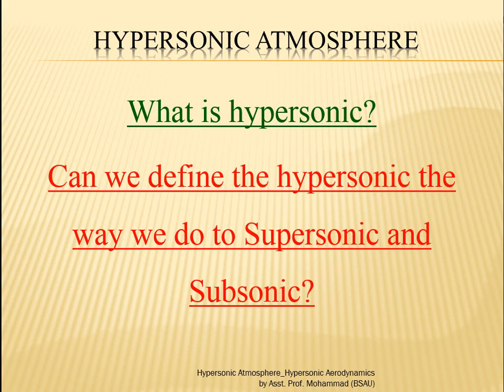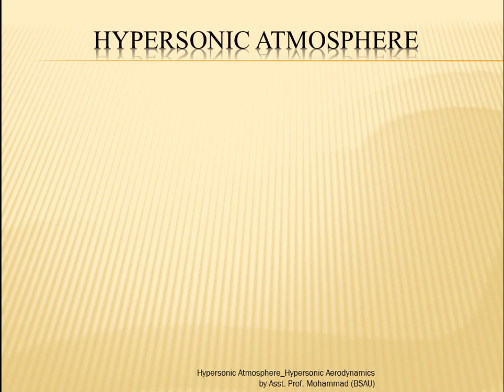We call it transition, in which the flow over any body normally has a mixture of characteristics of subsonic as well as supersonic, but any Mach number more than 1 or less than 1 is simply differentiated as supersonic or subsonic. We don't define hypersonic in a similar way. How do we define hypersonic actually?